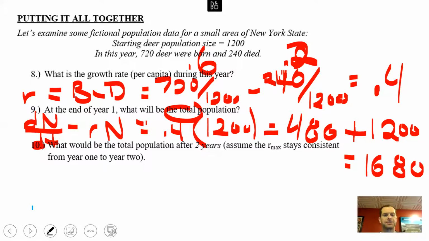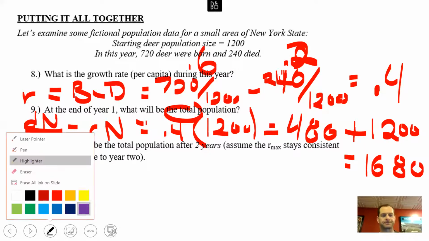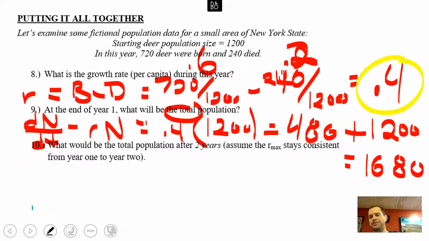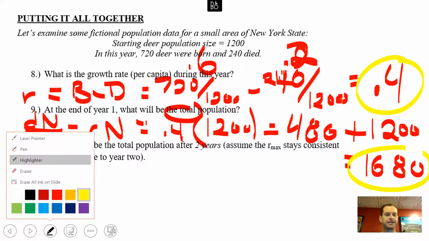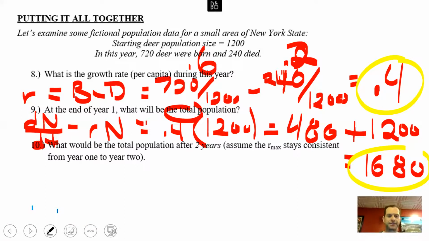Now, just to make this a little bit cleaner, I'm going to circle this as an answer, and this is an answer for questions 8 and 9. And I'll make question 10 a little bit of a different color. So question 10 is going to be RN.